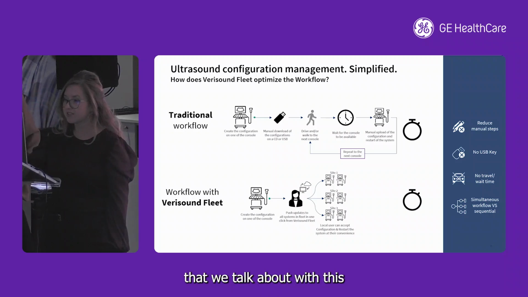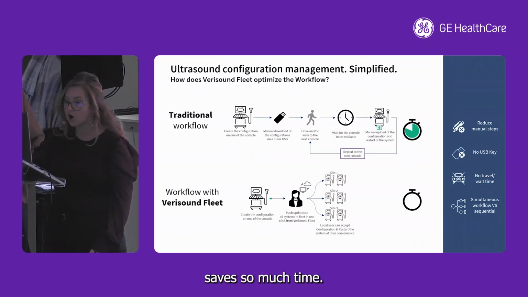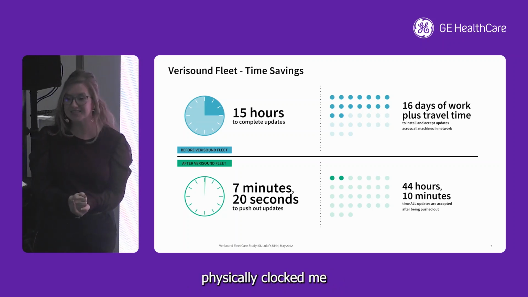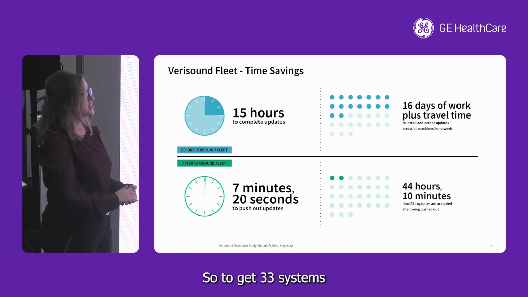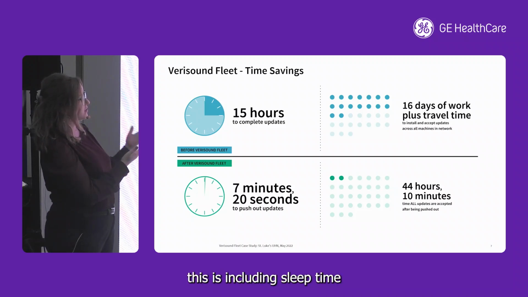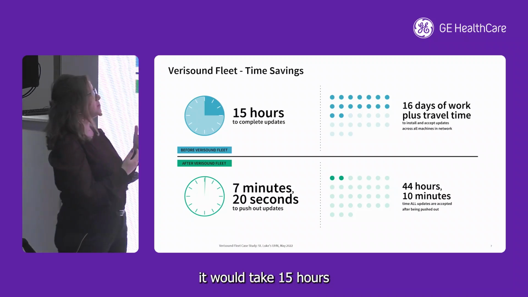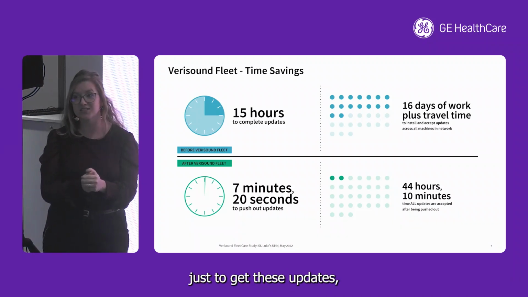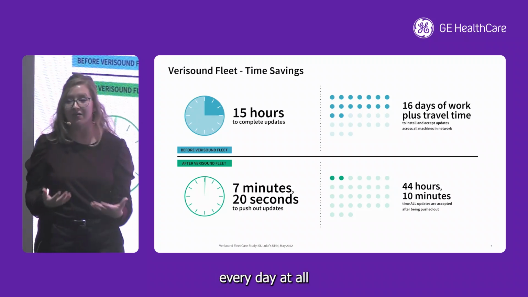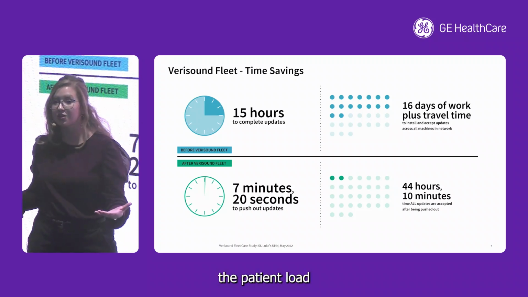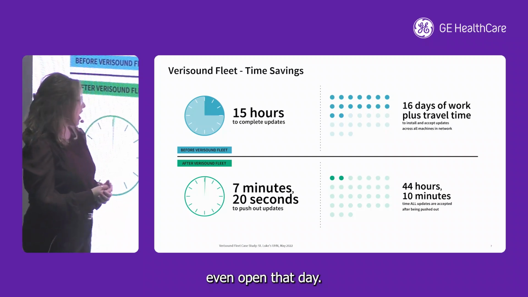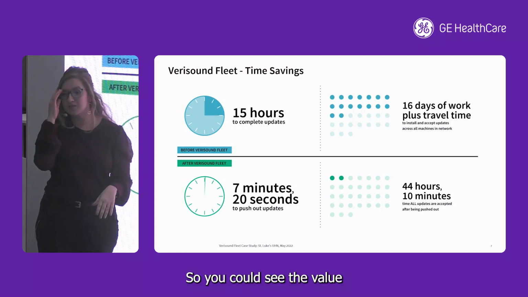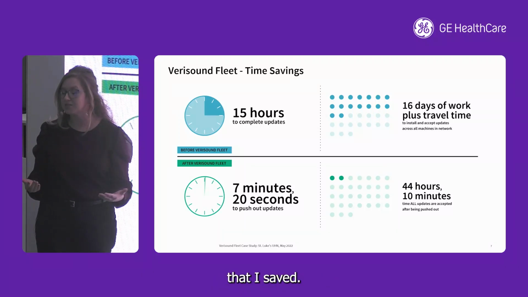The important thing that we talk about with this is that it saves so much time. We actually did a study, and they physically clocked me and how long it took to get all this work done. To get 33 systems, and this is including sleep time, it would take 15 hours to complete the updates, and an average of 16 days of work, because you can't hit every system every day. It depends on the patient load, if that facility is even open that day. Once we implemented Verisound Fleet, it was down to 7 minutes and 20 seconds. So you could see the value in the extreme time that I've saved, and now it's more efficient.